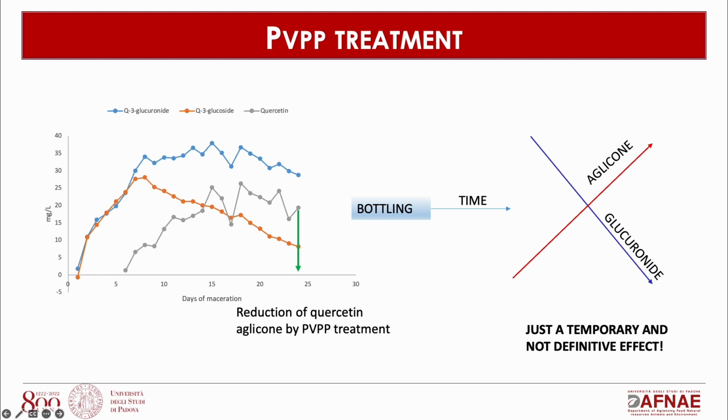glucuronide is still a reservoir of quercetin. So glucuronide decreases and aglycone starts to increase again. And so we can have a delayed precipitation. So the treatment with PVPP is just a temporary solution, not definitive.